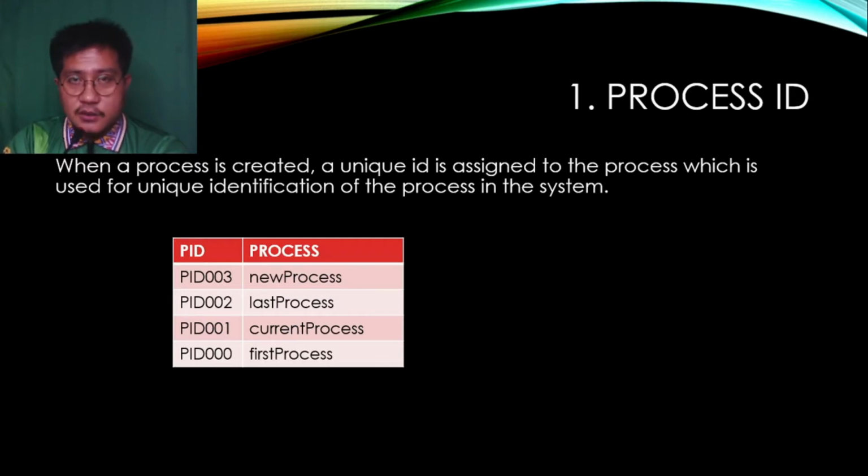So if you're going to start to print, start a Word file, or save a currently open Photoshop image, those different processes will be assigned a unique process ID.